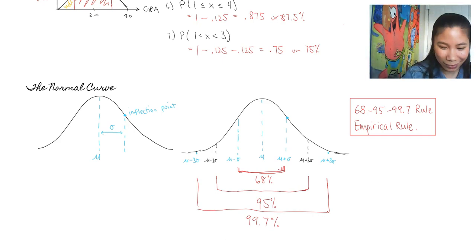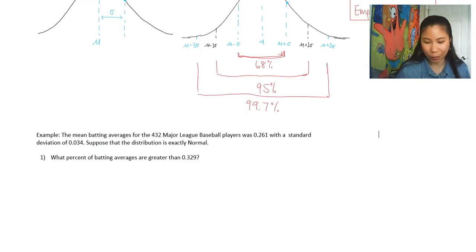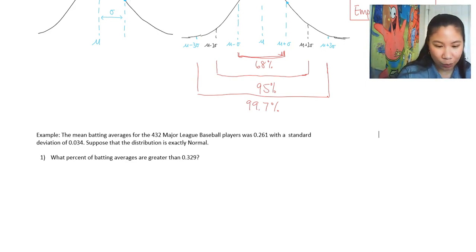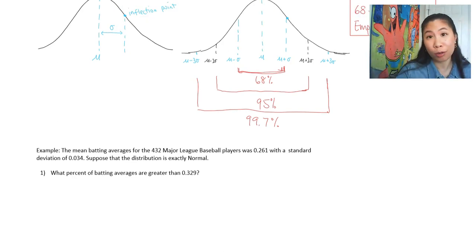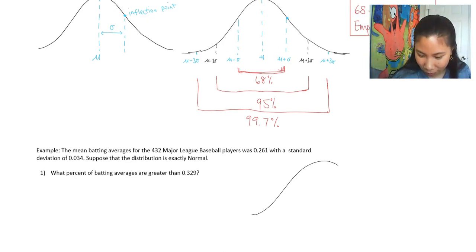Let's do some examples. Okay, so for this example, I've got the mean batting average for 432 Major League Baseball players was 0.261 with a standard deviation of 0.034. Suppose that the distribution is exactly normal. So they're telling us it's going to be a normal curve because they said the distribution is exactly normal. So, clue right off the bat, draw a normal curve. There it is. And then they're asking what percentage of batting averages are greater than 0.329.